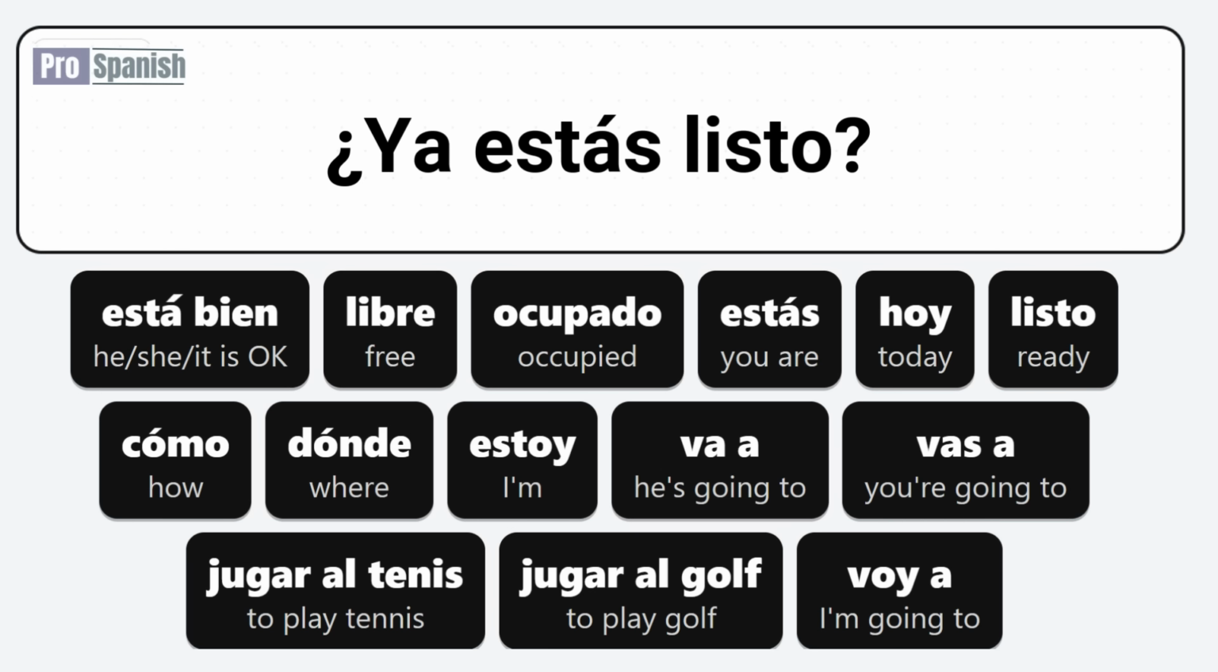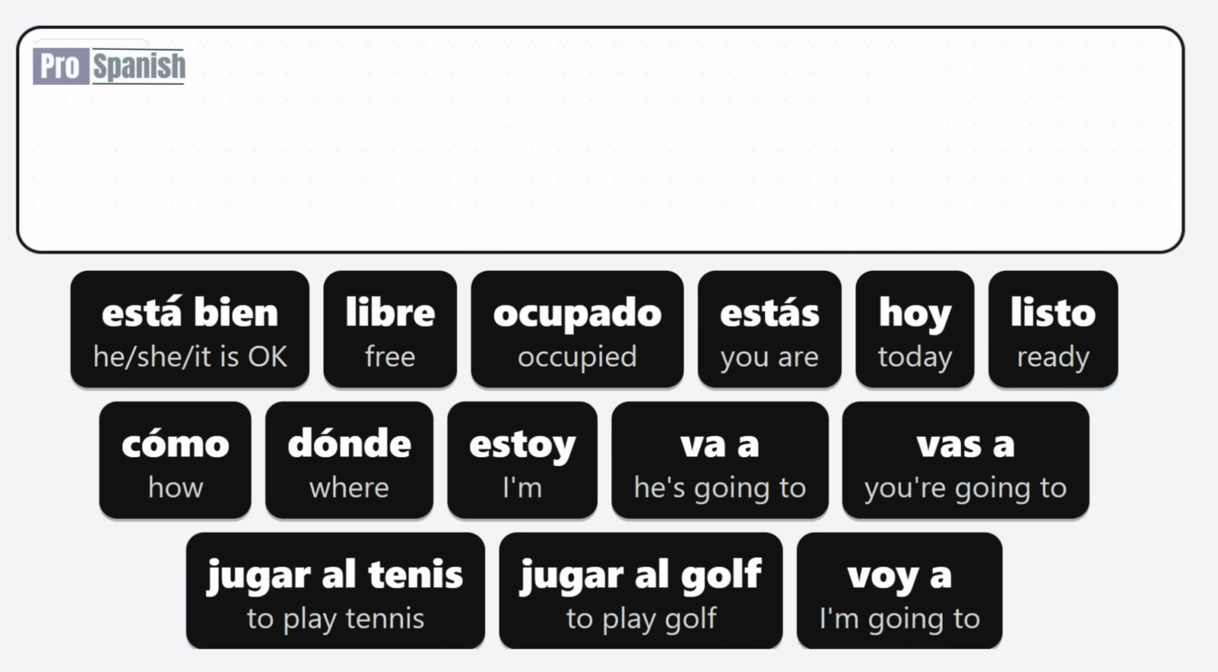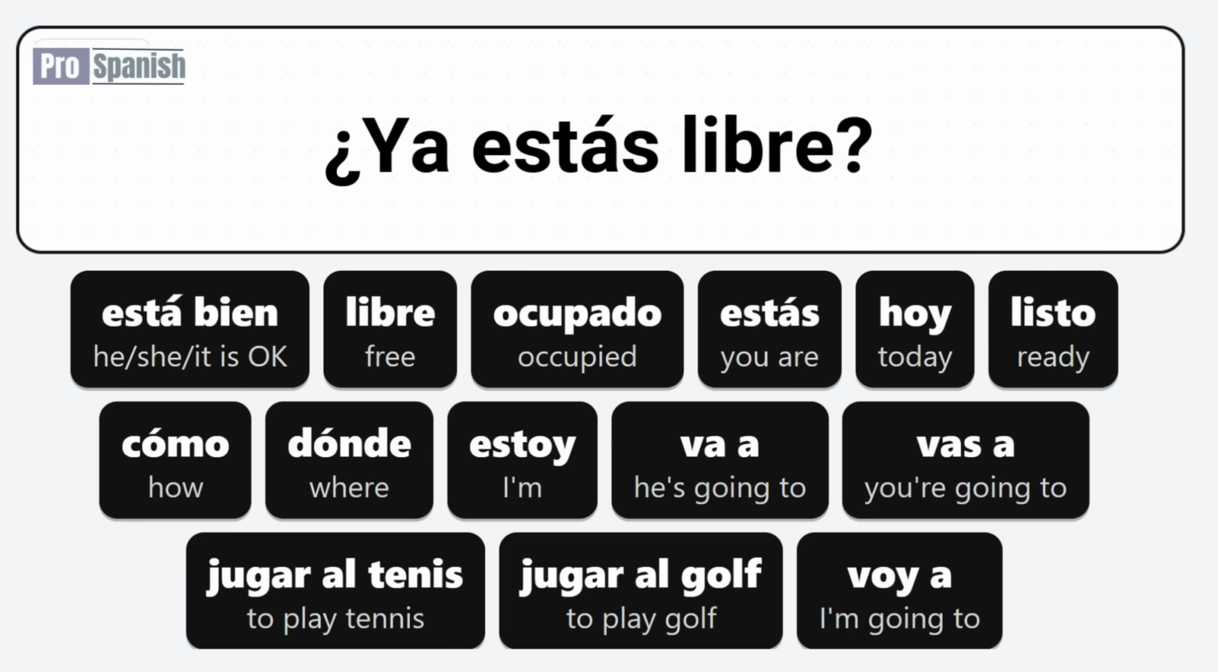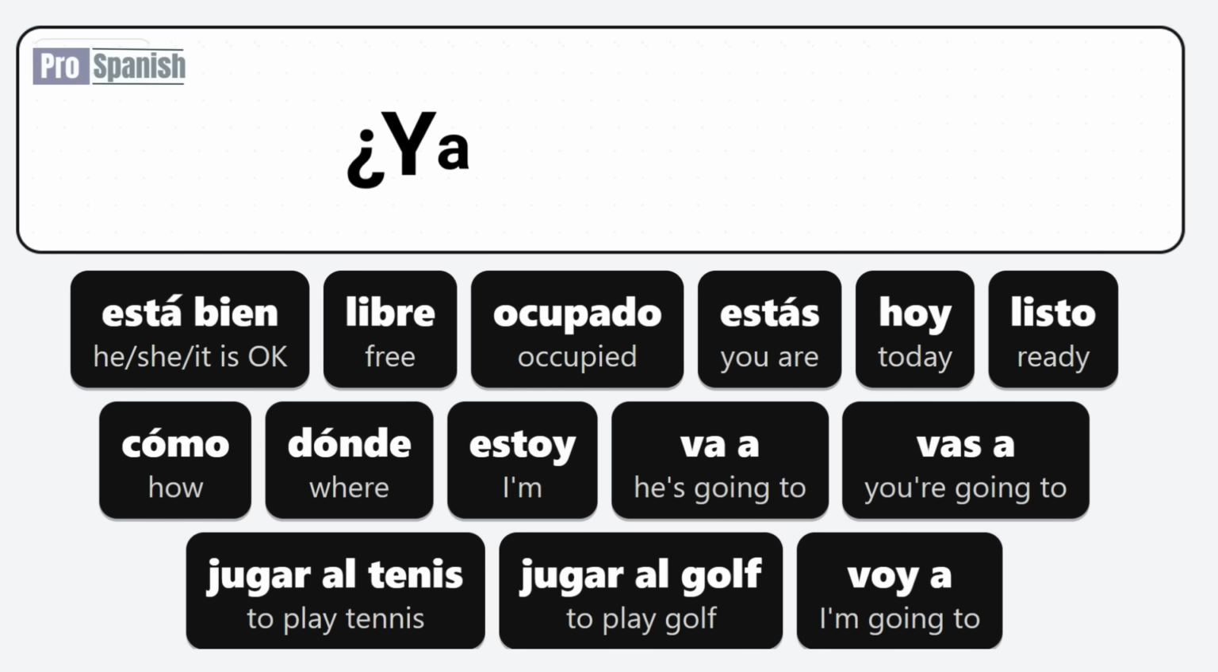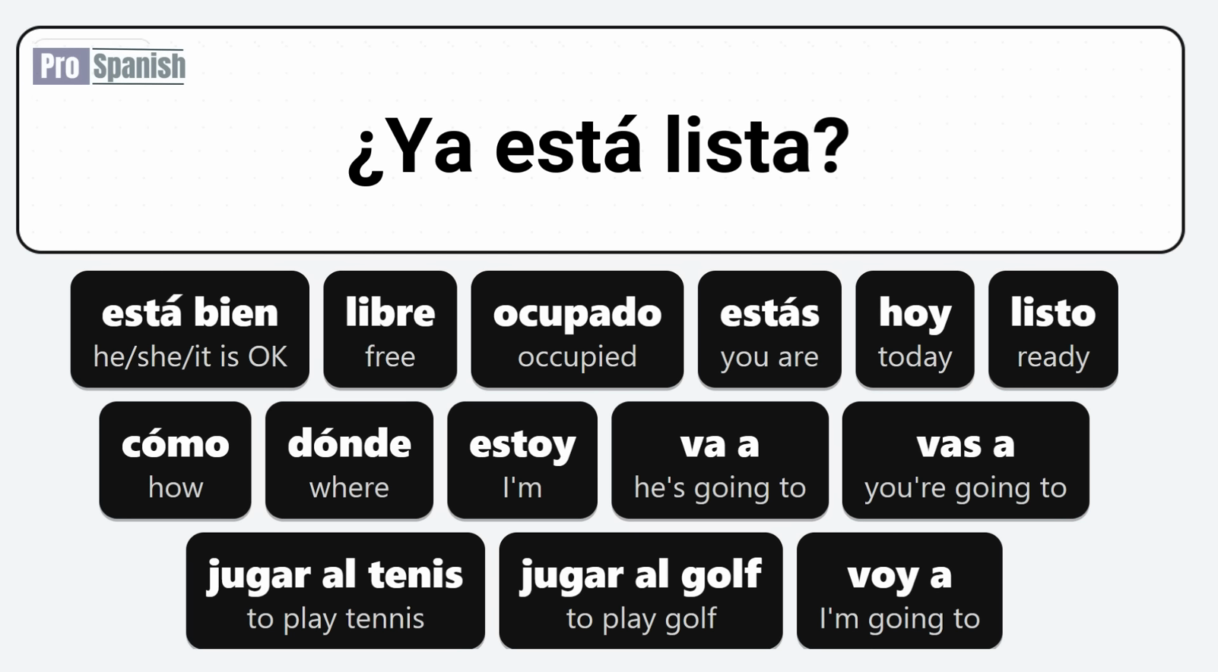How would you ask? Are you free yet? ¿Ya estás libre? And a bit more literally, it translates as, are you free already? But we would use yet. How would we ask? Is she ready yet? ¿Ya está lista?